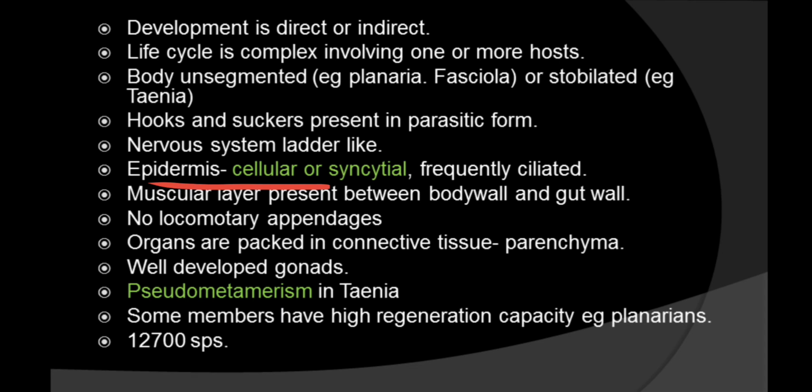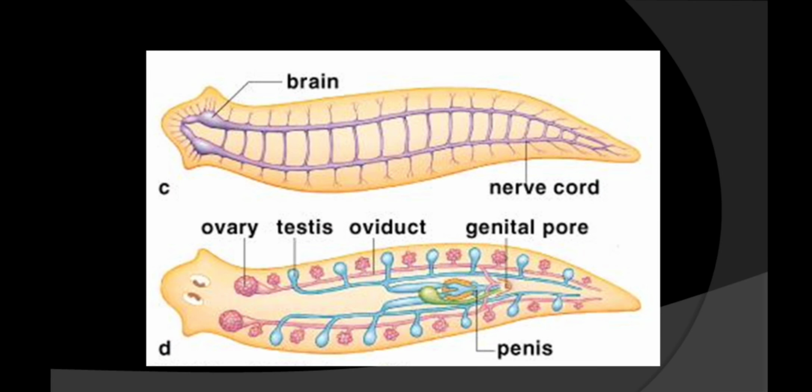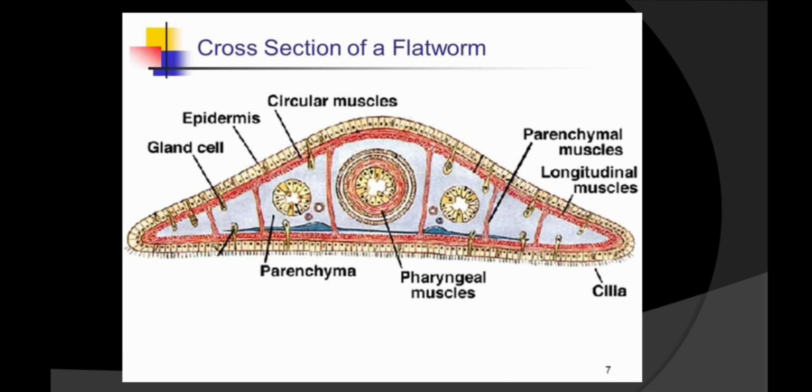Then epidermis is cellular or syncytial. Epidermis is important for you. This is an important question: epidermis cellular or syncytial, as well as frequently ciliated. Then a muscular layer is present between the body wall and the gut wall. Observe this image. Here you will find circular muscles. This is the circular muscular layer, and below the circular muscle there are longitudinal muscles as well, and inside you will find the parenchymal muscles, because they are present in the parenchyma tissue.